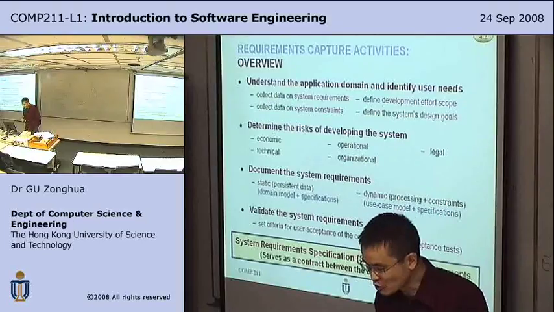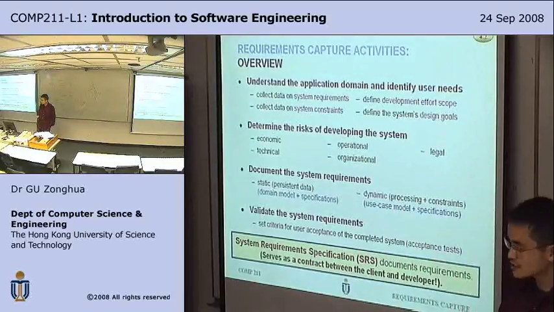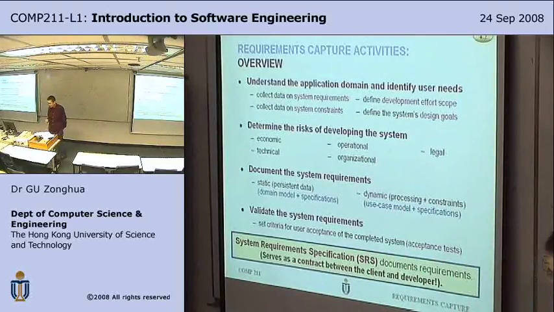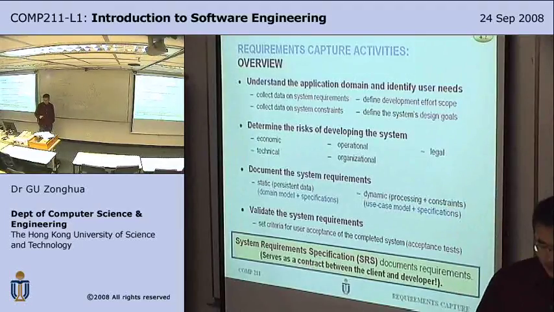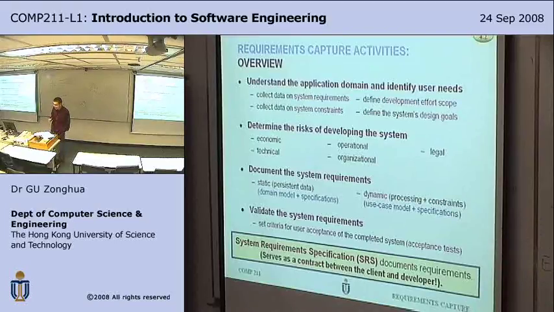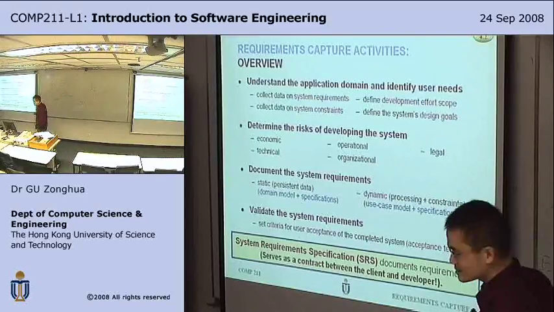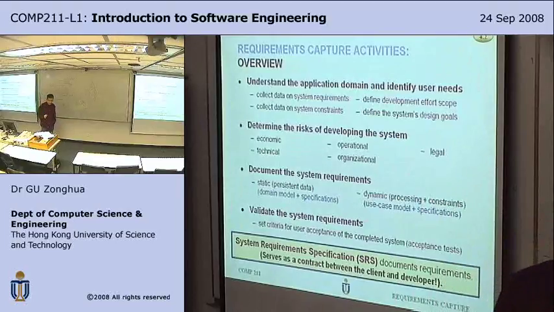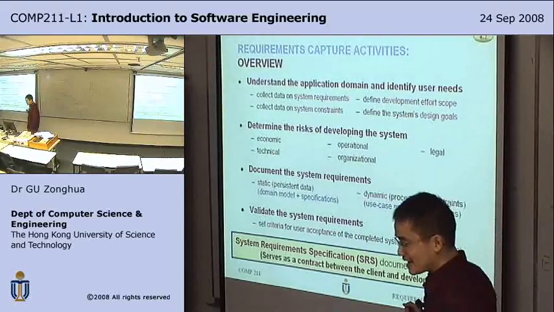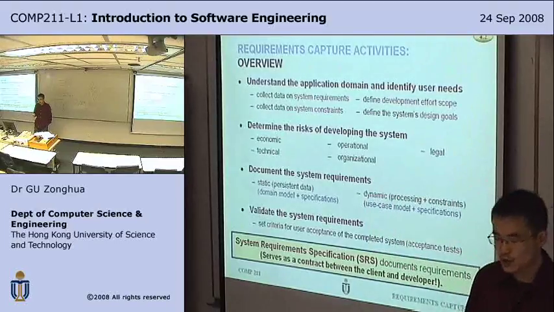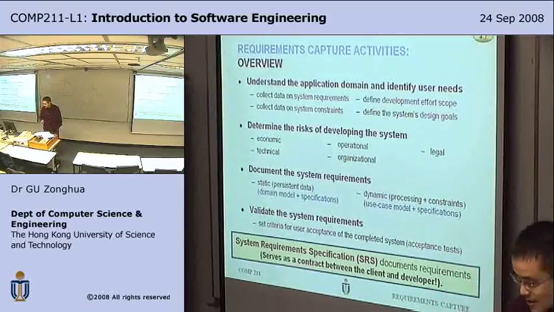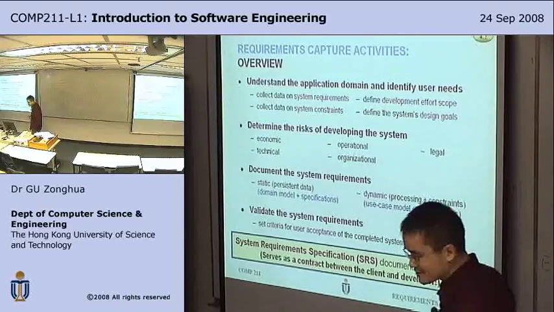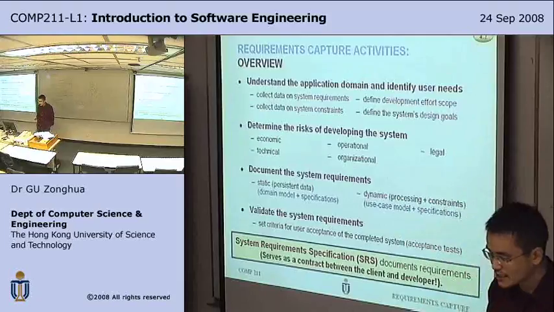Then validate the system requirements and set criteria for user acceptance of the completed system. That is the job of the acceptance tests. That is, at the end of the requirement stage, you design a set of tests. Then at the end of the development, you run the tests. And if all the tests pass, then the user should accept the product. So the system requirements specification, SRS, documents the requirements and serves as a contract between the client and developer.